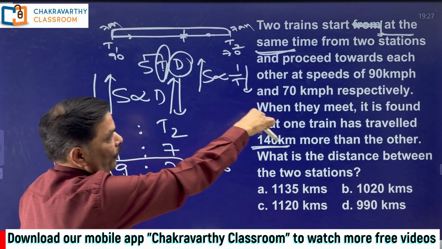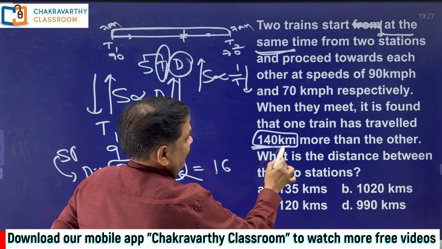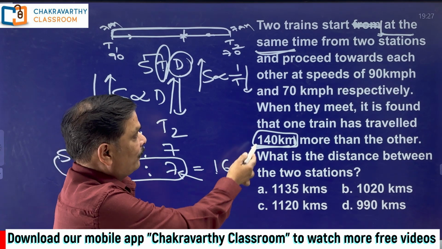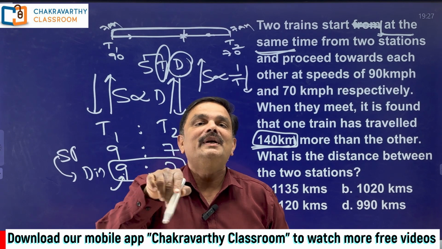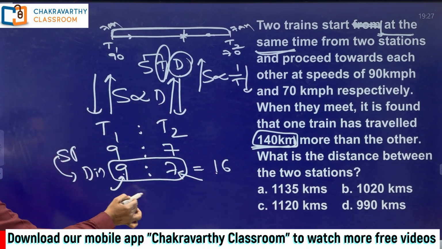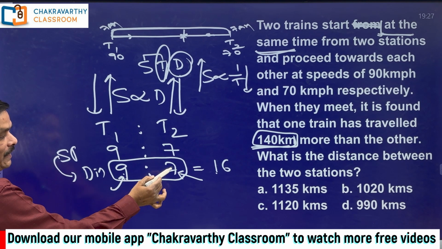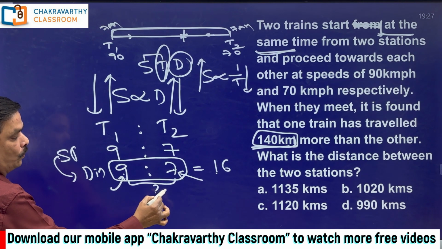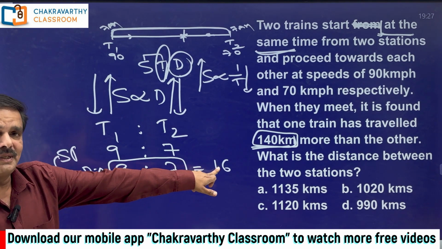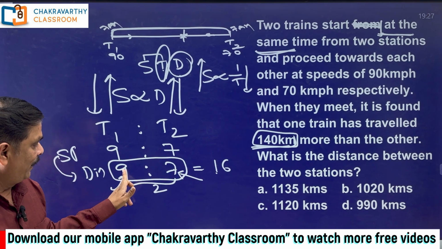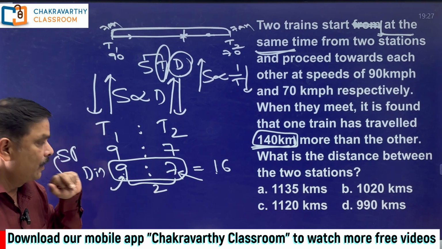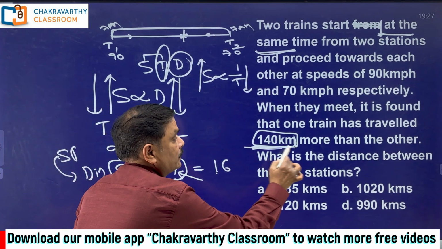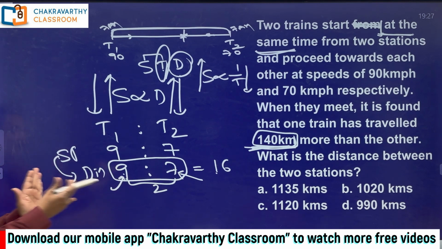Now these are my imaginary figures. But in the actual problem, they have given that the distance traveled by one train and the other train, the difference is 140 kilometers. Alright, now I am going to apply the unitary method. How? According to my imaginary figures, 9 kilometers and 7 kilometers, the difference is 2. If total distance is 16 kilometers, one train traveled 9, other one traveled 7 kilometers, the difference is 2, but actual difference is 140.